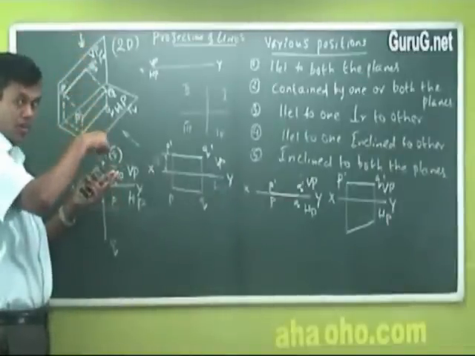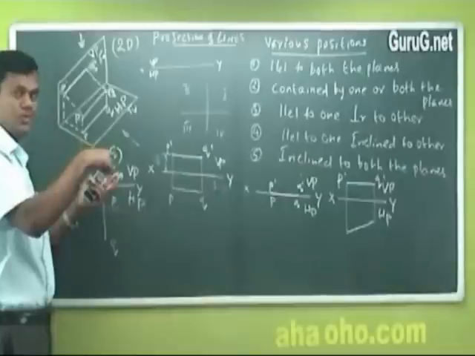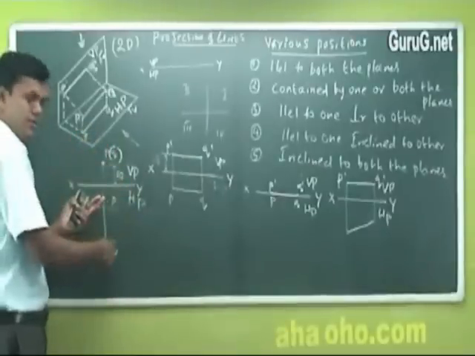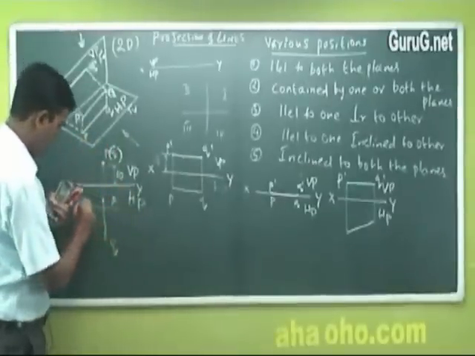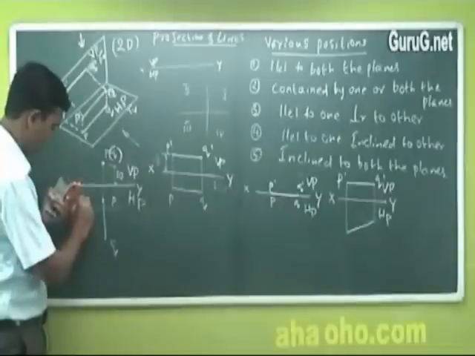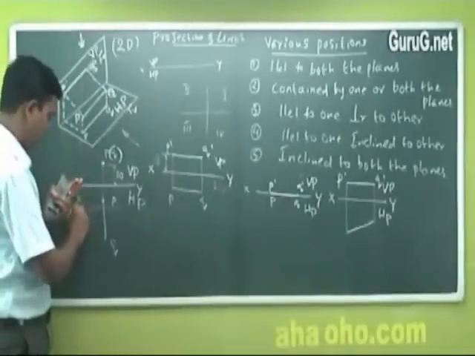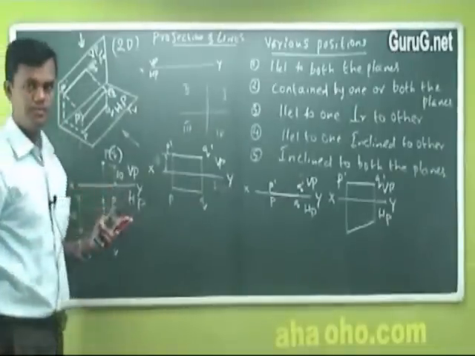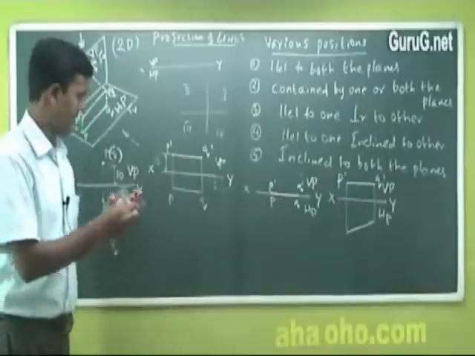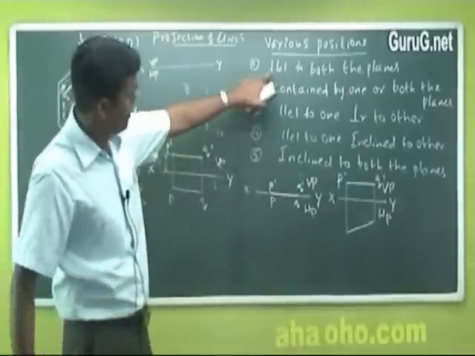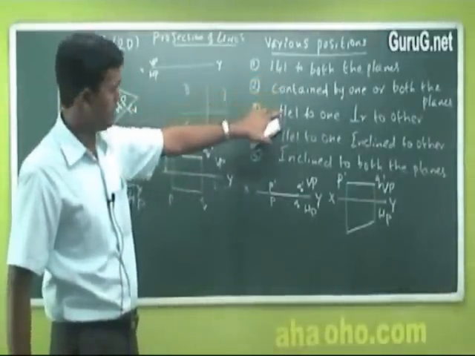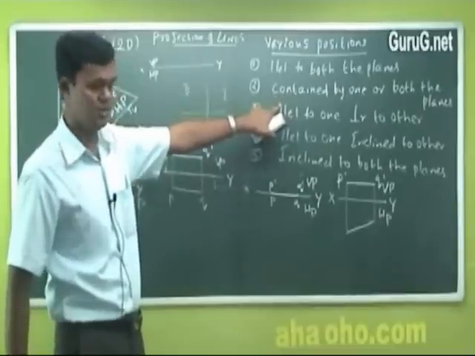But when you see from the top, this P is here and Q is here, you draw it here and this. So the length of the line, they will give a line of length, suppose 40 millimeter, 30 millimeter, whatever it can be possible. Is it okay? That's fine. So option number 1 is over, parallel to both the planes. Contained by one and both the planes is over.